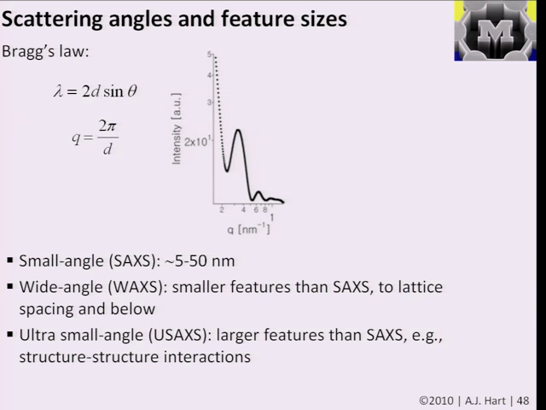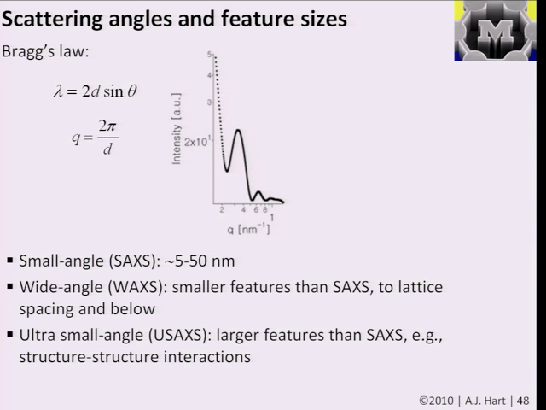That says that, because lambda is fixed for your X-ray beam, if you have a larger scattering angle, you have smaller features. And so that says that generally larger scattering angles are used to look at smaller dimensions, and smaller scattering angles are used to look at larger dimensions.